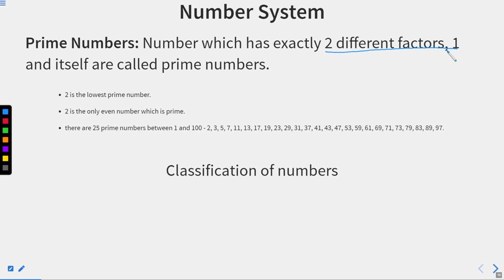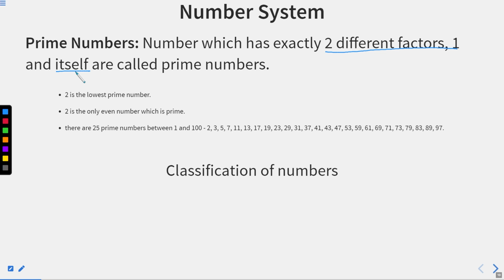So you have to clearly focus on this thing. It should have exactly two different factors. One should be 1 and another should be itself. So let me just repeat myself. What are prime numbers? A number, suppose any number given to us, is said to be prime if it has only two factors. One of them should be 1 and another factor should be itself.